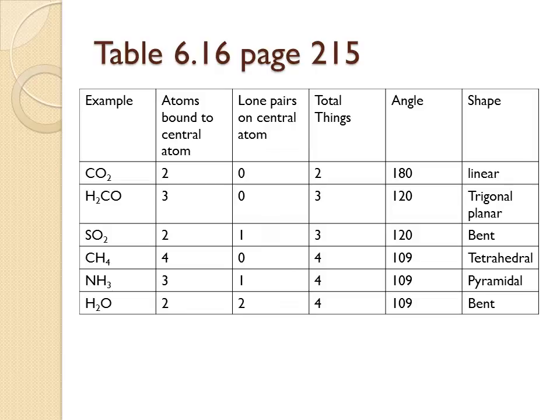The next example is actually formaldehyde. The carbon is in the middle. It's bound to three atoms, the one oxygen plus the two hydrogens. Again, carbon does not have lone pairs, and so the total things it's holding is 3. So that looks like a flat pizza cut into thirds. The angle is 120 degrees. And that shape is called trigonal planar.